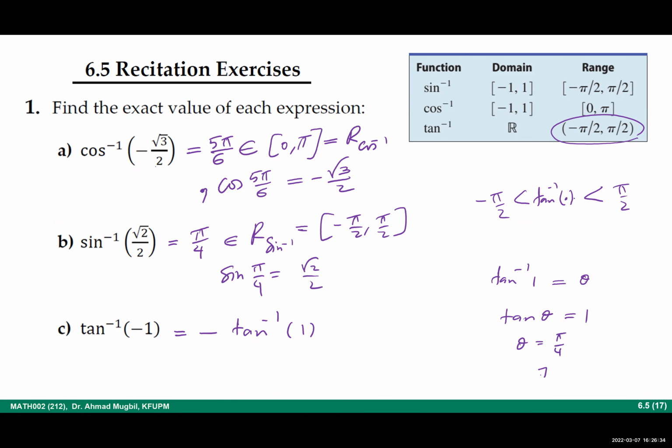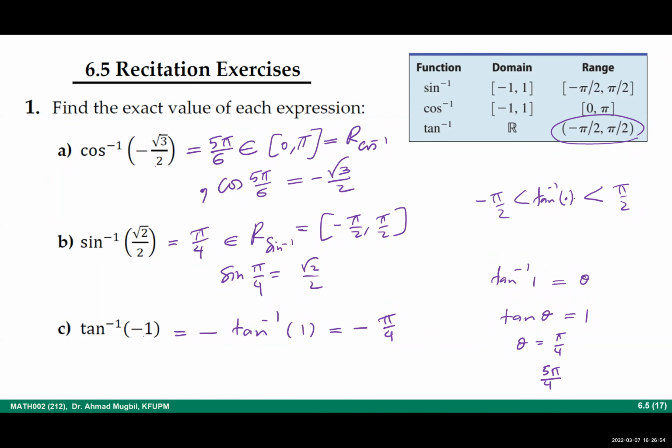Why not 5 pi over 4? 5 pi over 4 also has tangent 1, but it is not between negative pi over 2 and pi over 2. So this will be equal to what? Negative tan inverse of 1 is what? Pi over 4. So it will be negative pi over 4.